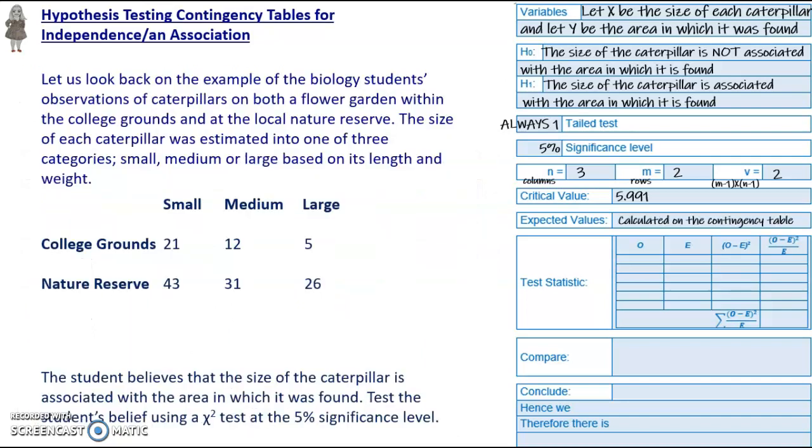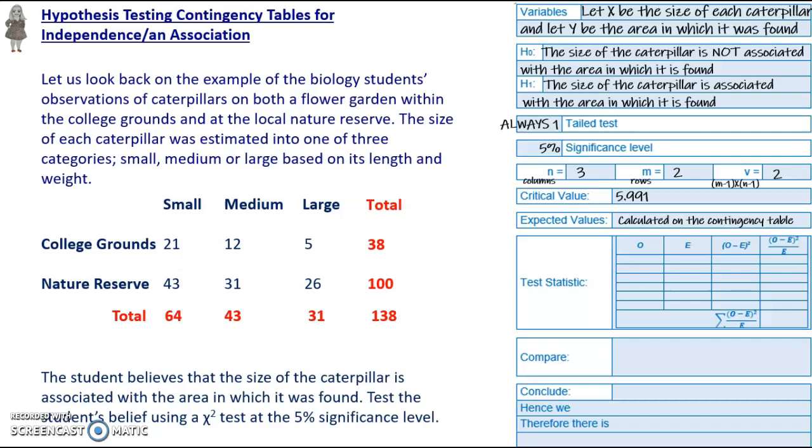My expected values I need to calculate on the contingency table. The first thing I need to do is work out the total for each column and each row. So for the college grounds, 21, 12 and 5 make 38, and 43, 31 and 26 make 100. Then for my columns, 21 and 43 make 64, 12 and 31 make 43, and 5 and 26 make 31. The grand total, either adding the columns or the rows, is 138.